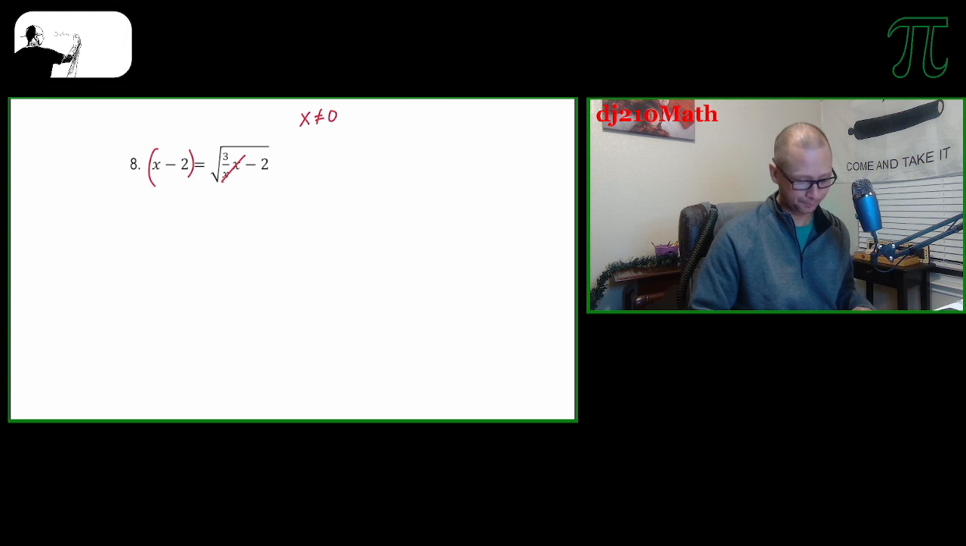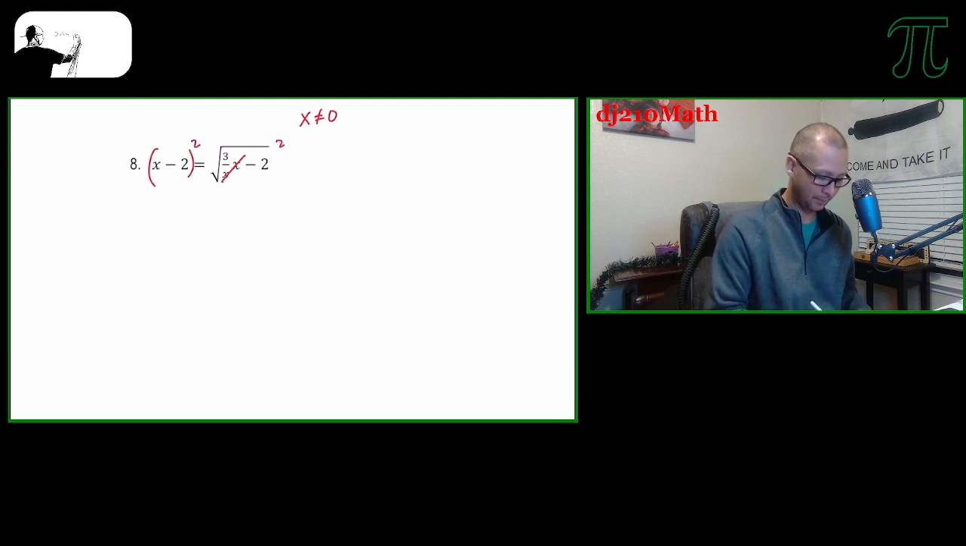Because X is in the denominator. Denominators can never be 0. Not only that, if X was 0, 0 times anything is 0, and this would be negative 2, it'd be a complex number. Furthermore, X minus 2 would be a negative number, and we can't have negative numbers coming out. So X can't be 0.